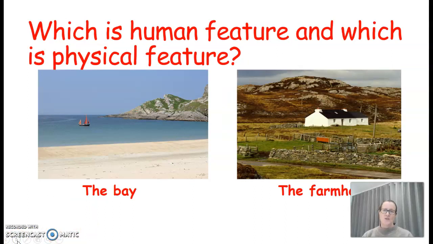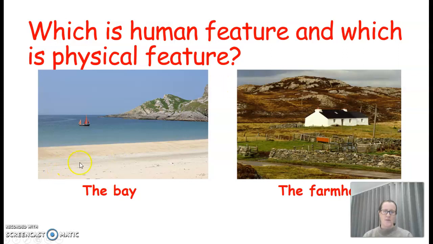So what about these then? Which is human and which is physical? We've got here the bay. What do you think that is? Is that human or is that physical? And then here we've got the farmhouse. Is this human, so it's man-made, or is it a physical feature, it's naturally occurring? What do you think? I'll give you a chance to think about that and say it out loud.